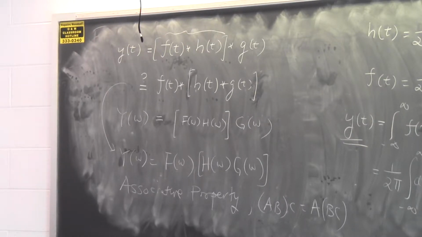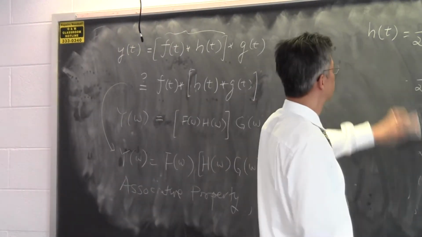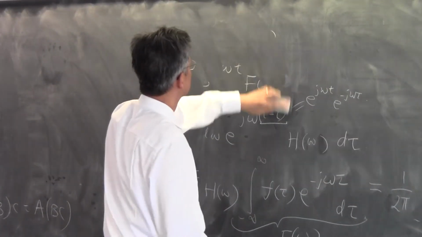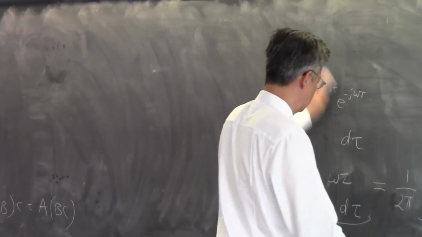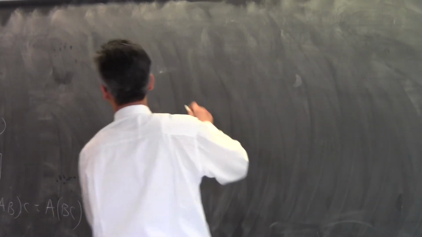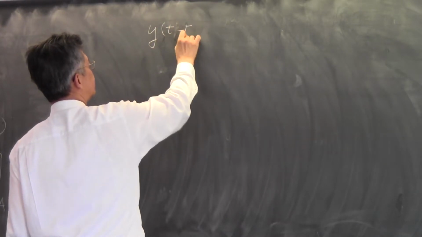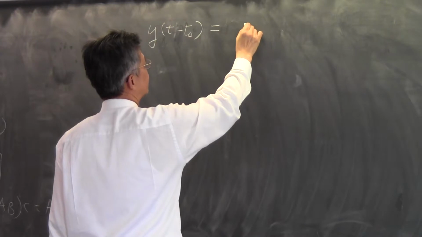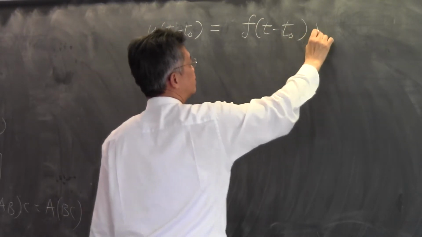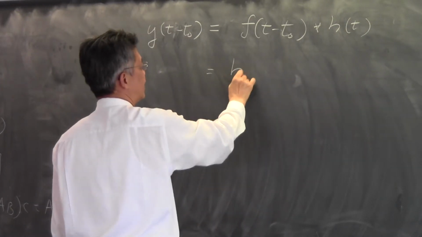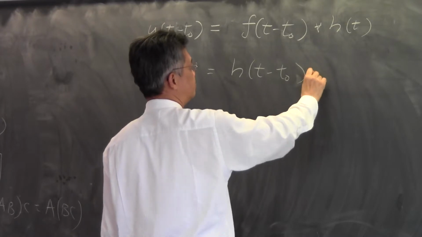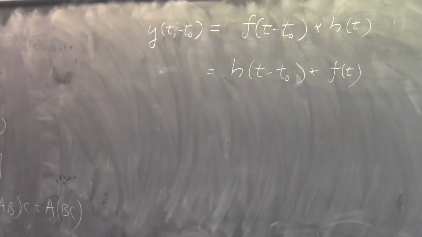And then you have the shift property. Say if I were to shift y of t minus t0, what is it equal to? It turns out that this is equal to f of t minus t0 convolved with h of t, or it is also equal to h of t minus t0, since order is not important, convolving with f of t. The two are the same. You only need to shift one of the two players. You don't need to shift both of them. You can prove this property by going to the Fourier space very easily.